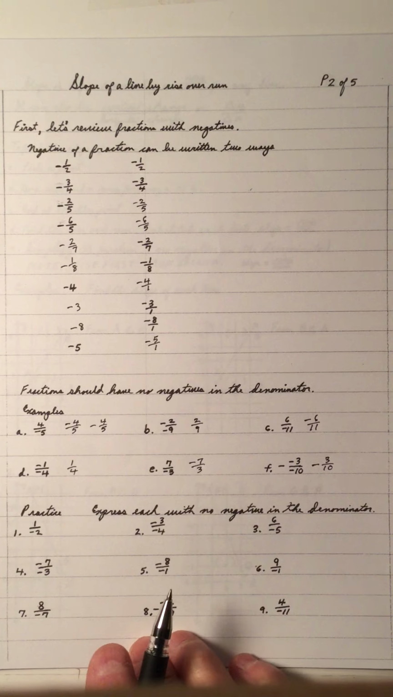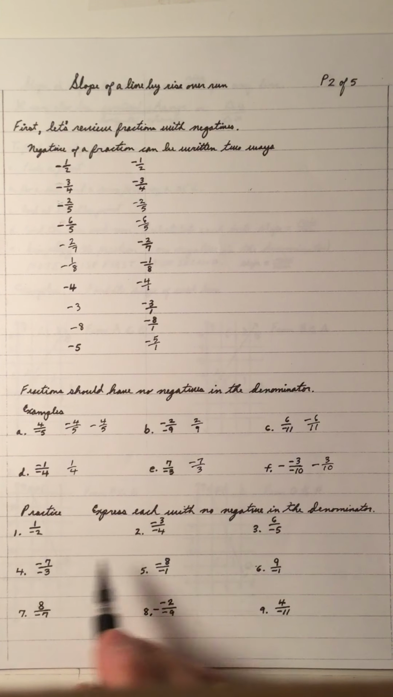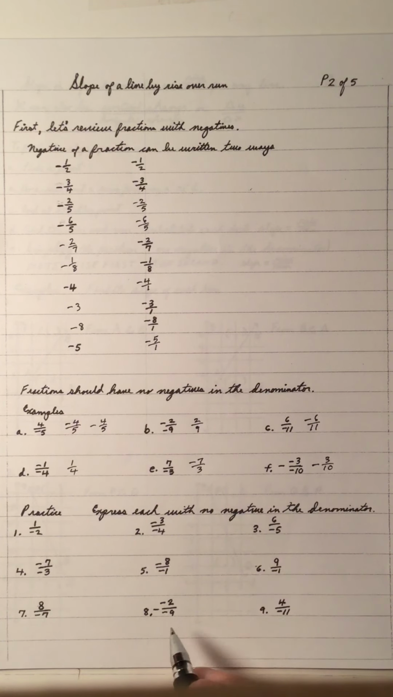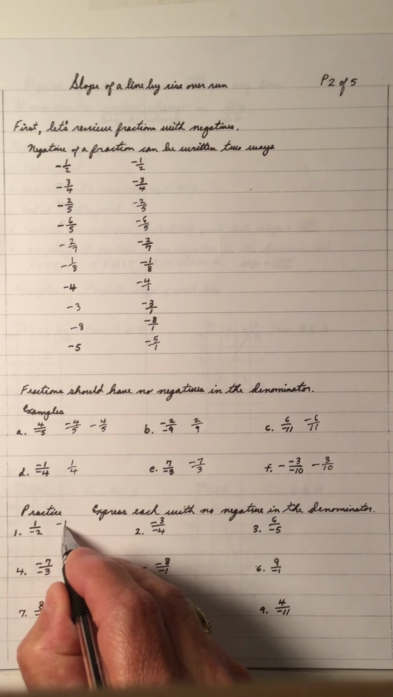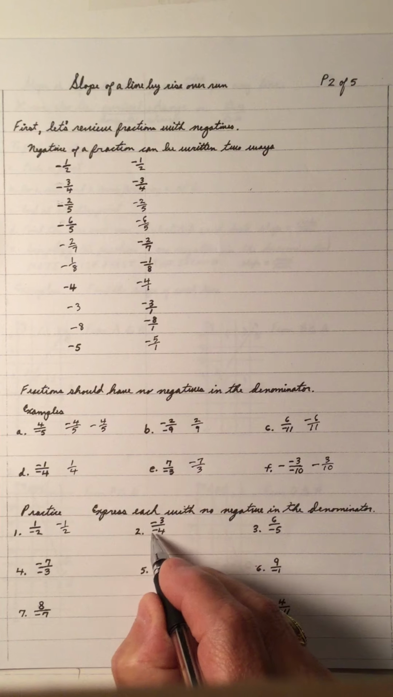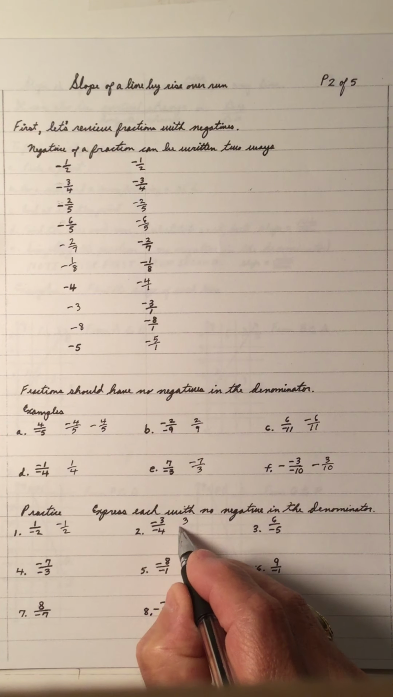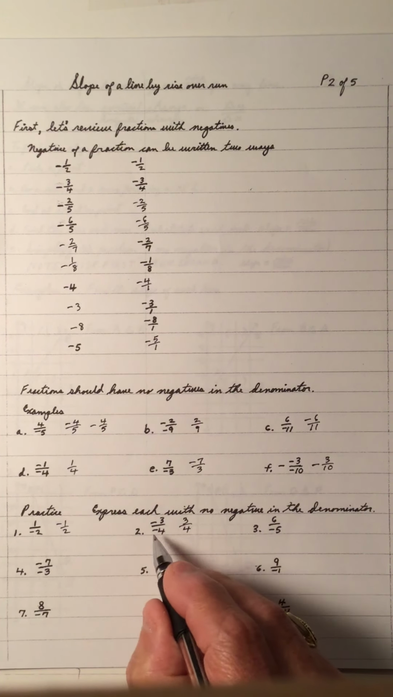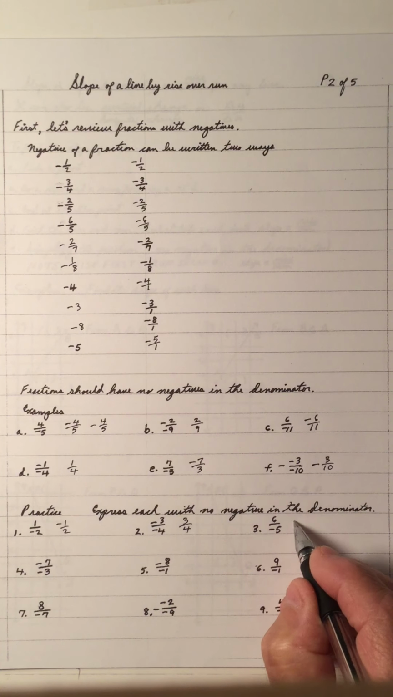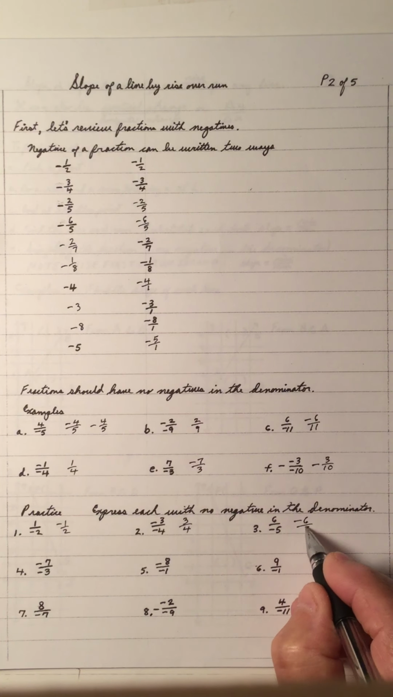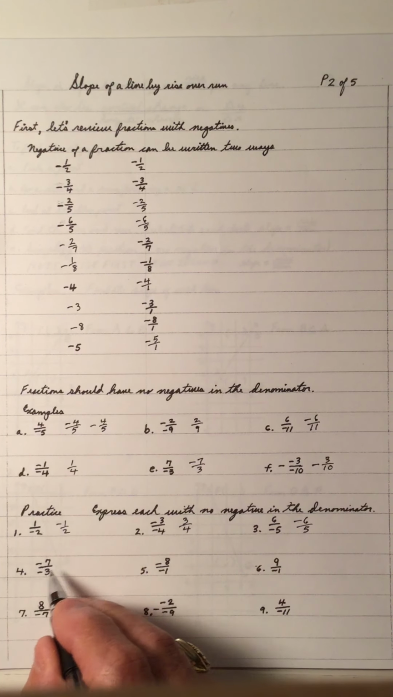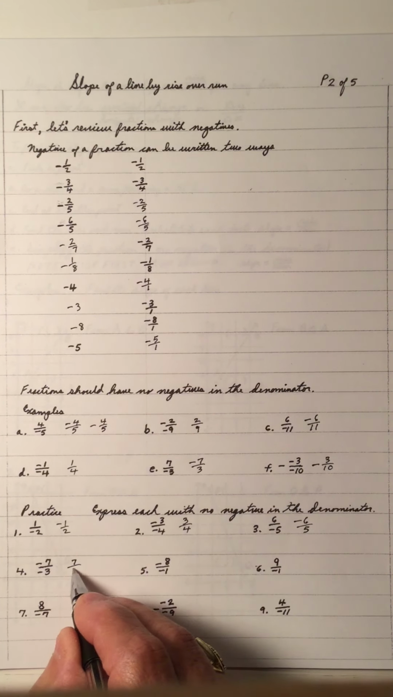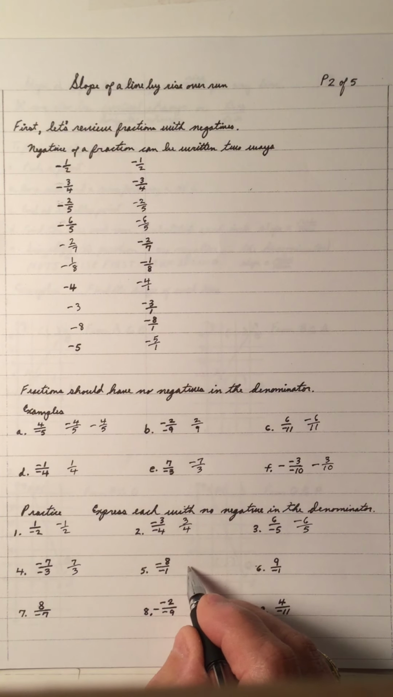Pause the video and work these out to see if you get the right answer. So number 1, negative 1 over 2. Number 2 is 3 over 4. Two negatives become a positive. Number 3, negative 6 over 5. Remember, no negative in the denominator of a fraction. Two negatives become a positive, 7 over 3. Two negatives become a positive, so it's just 8.